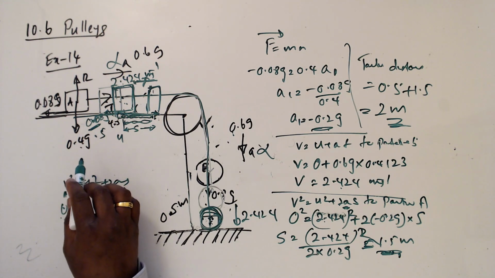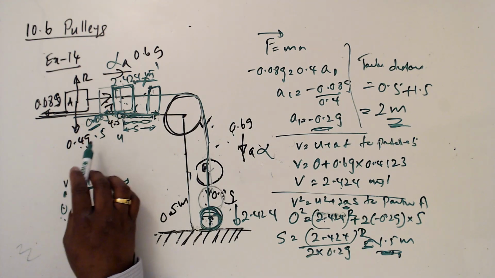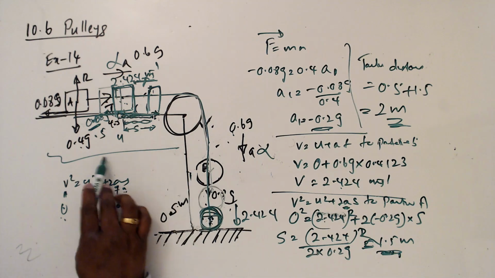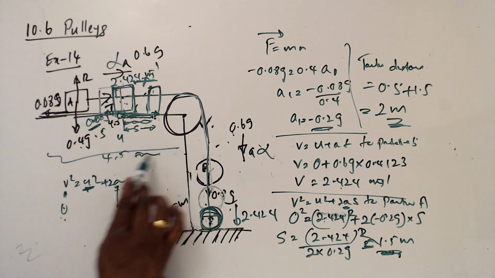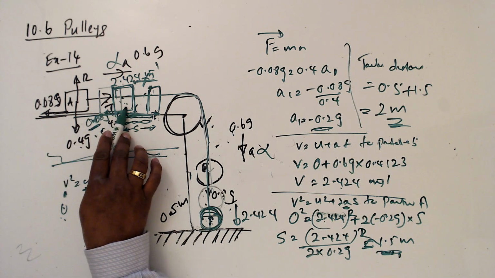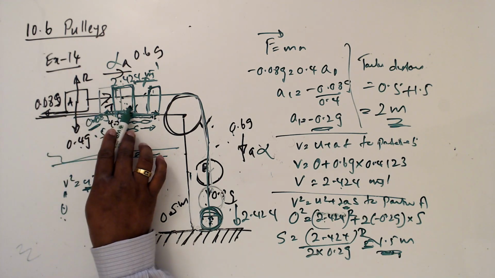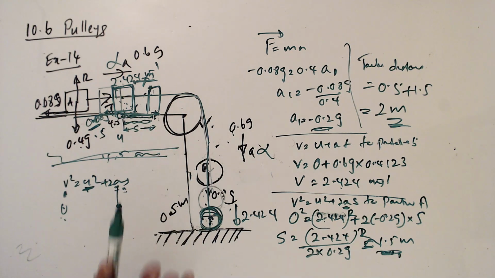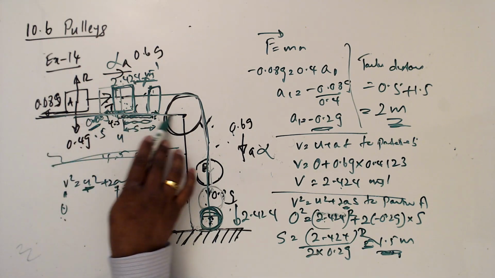In this sum it says that the total distance given is 4.5 meters. It means there is enough length, so particle A doesn't hit the pulley. There is enough distance.